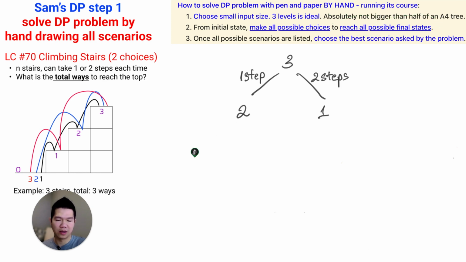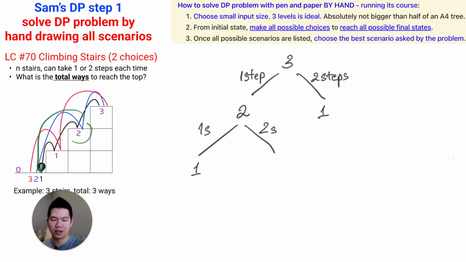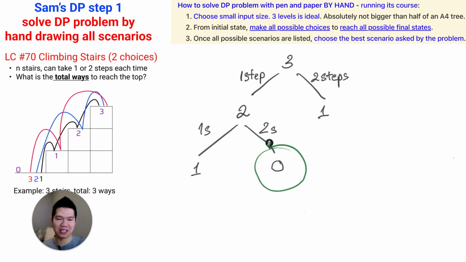Now from 2 and 1, we keep making all possible choices to reach all possible final states. So from 2, I can take 1 step or 2 steps. With 1 step, it's going to bring me to 1, which is 1 here. With 2 steps, it's going to bring me to 0, which is 0 here. Notice that 0 is the ground, and this is one of our desired states. So we're going to stop here.